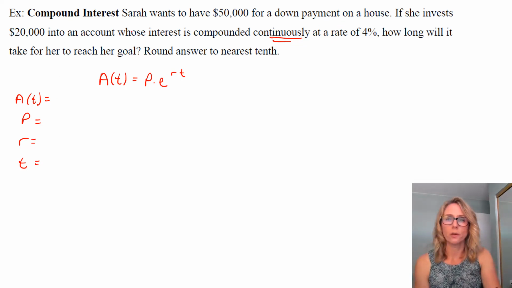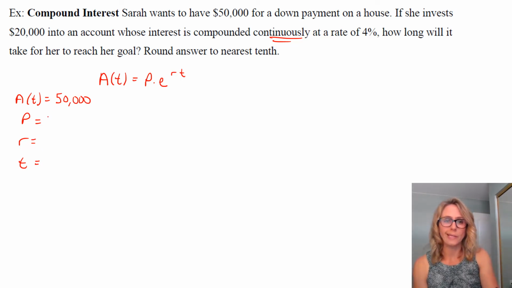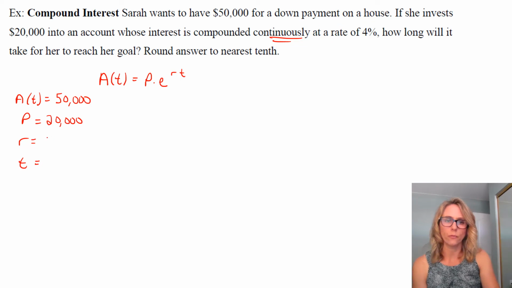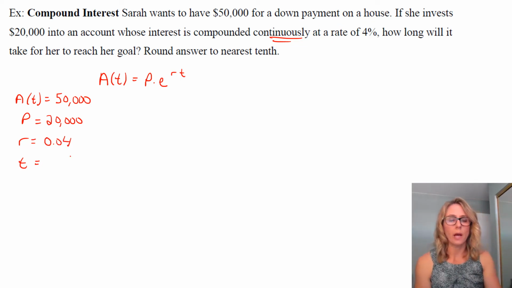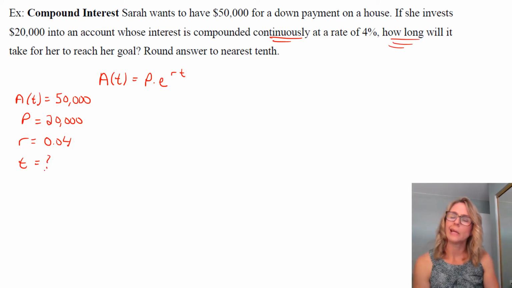So this tells us that Sarah wants to have $50,000 for a down payment on a house. So she wants to end up with $50,000. So here's my $50,000 right here. She's going to invest $20,000. That's that P, the principal of what she's investing. And it's going to be continuous, which we know. And the rate is 4%, so we want to write that as a decimal. The question is, how long will it take? How long? So that is not surprising that that is t.